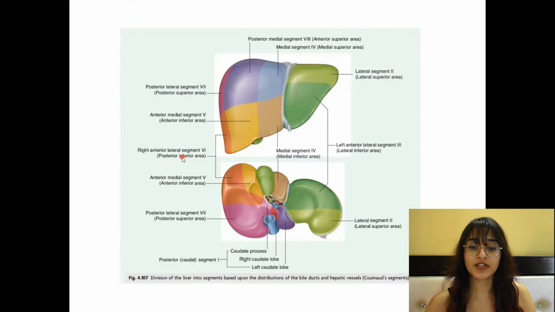So surgically, liver can also be divided into 8 segments. You can see right here the division of liver into segments, based upon the distribution of bile ducts and hepatic vessels, and this is the name given. So we have segment 2, 3, 4, 5, 6, 7, and 8. And on the posterior surface, we can find the segment 1 or the caudate lobe.